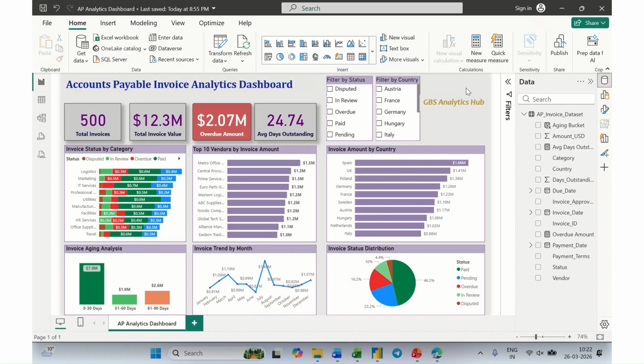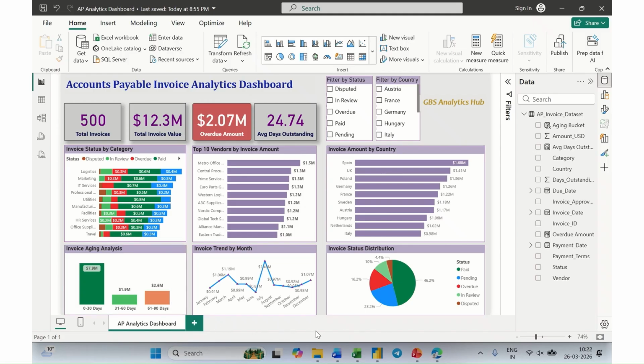By the end of this video you will see exactly how a well-designed accounts payable dashboard gives finance and operations leaders instant visibility into everything that matters: invoice status, vendor performance, payment trends, aging analysis, and working capital exposure. Let us get into it.